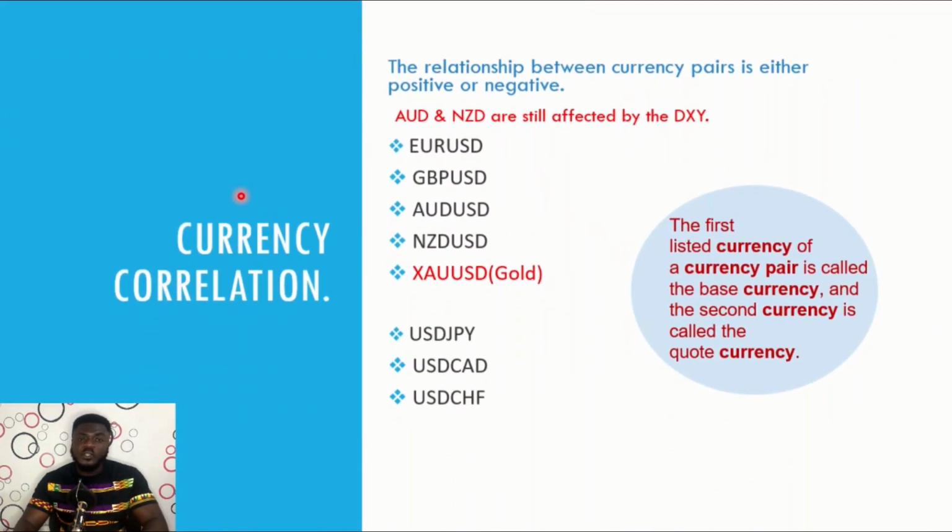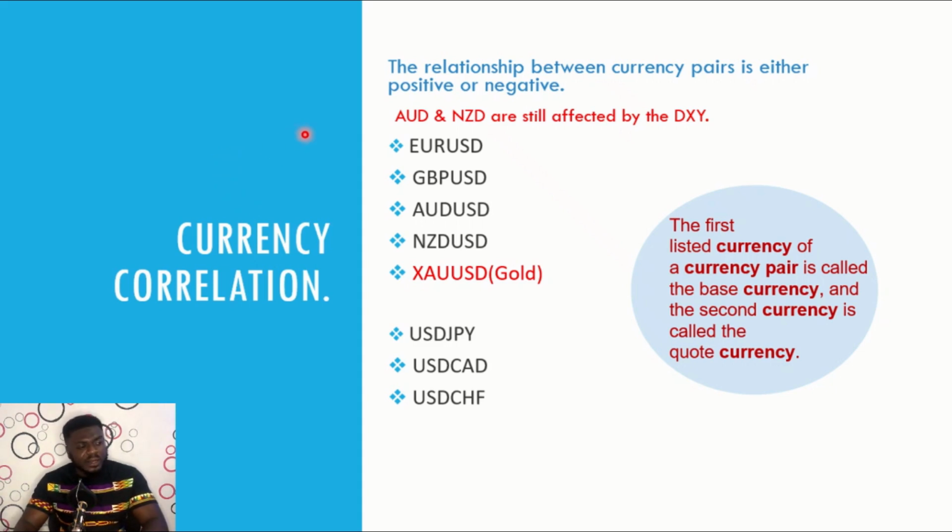So to our main topic for today, which is the currency correlation. Correlation is simply the relationship between two or more currency pairs. Correlation is either positive or negative. When it comes to currency correlation, there are no midways.